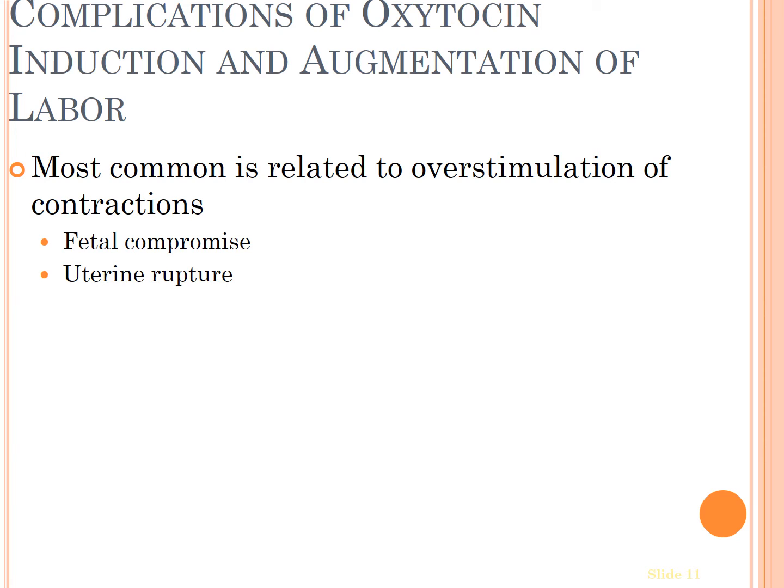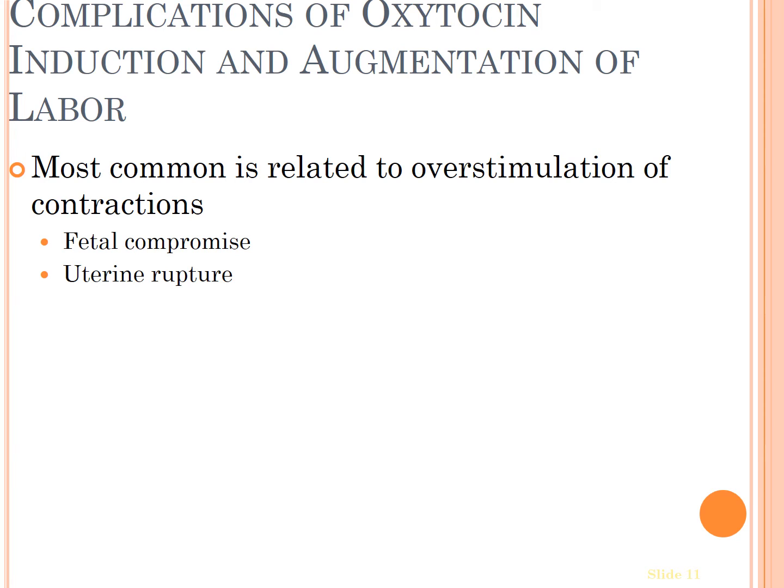Other complications may include water intoxication. Pitocin actually inhibits fluid balances, and mom starts retaining a lot more fluid. We may see some of our moms on postpartum that are really swollen. Well, they're not swollen because they had preeclampsia or gestational hypertension, but they may have received a lot of fluids in labor.